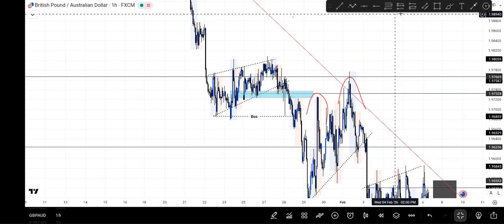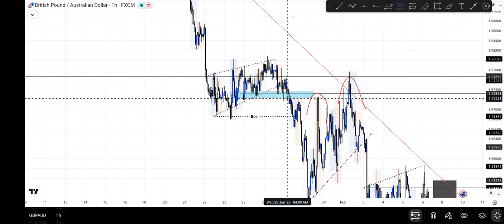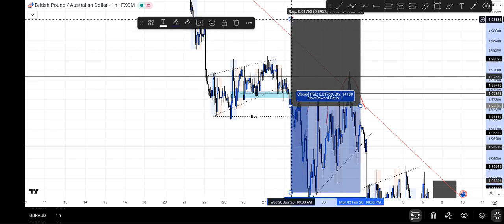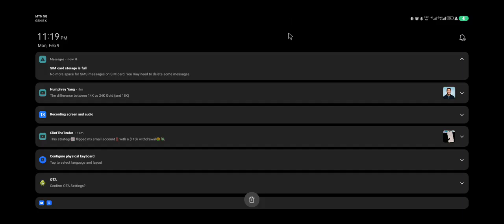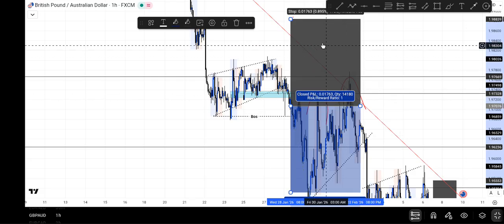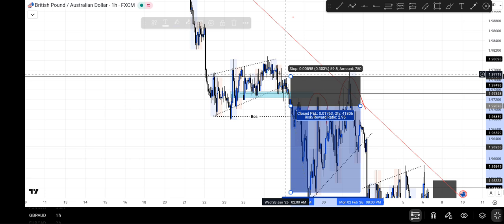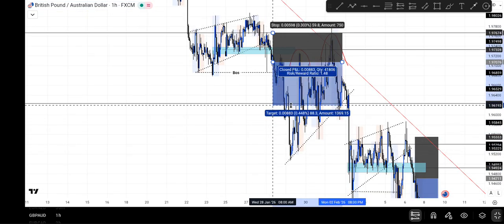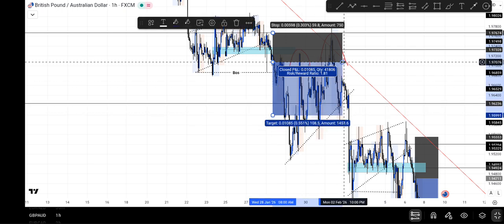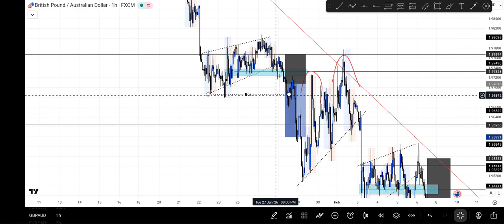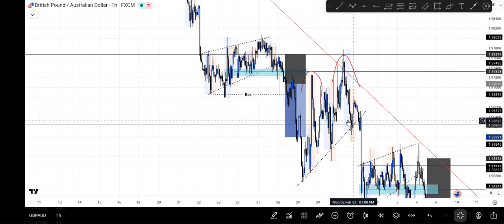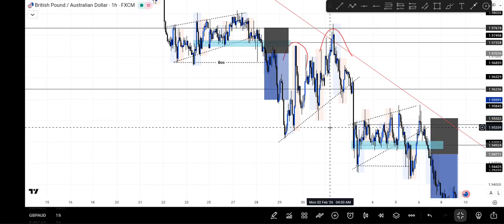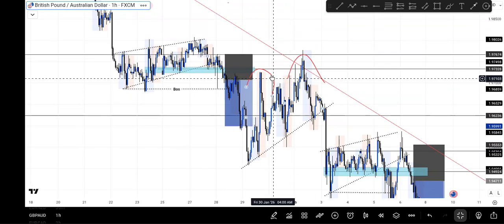Understand? So what I did was take my entry just below the support level, the support level turning to resistance. That's what I did. My stop loss was somewhere close to this point, and then my TP was somewhere around this level. So I think this is around 1:2. I banked almost 1:2 on this trade.